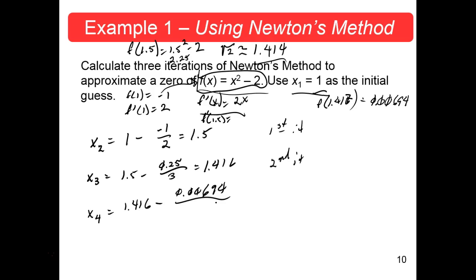Divided by 2 times this number here. That's going to be 2.834. Approximately. If you got it saved in your calculator, you'll get it more precise than that. Do that for me, and what do you get? Okay, you're just doing the division? Okay, do this whole thing. 1.41, let's make that a 7, minus 0.00694 divided by 2.834.